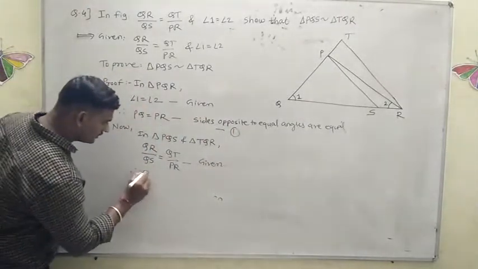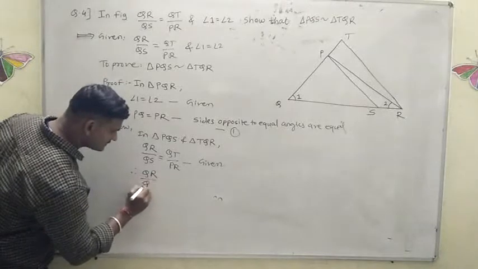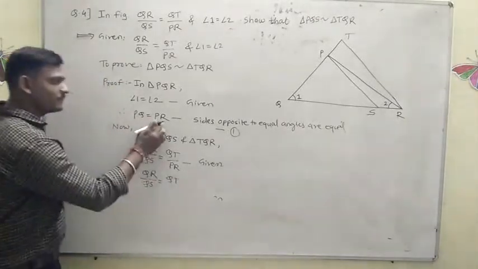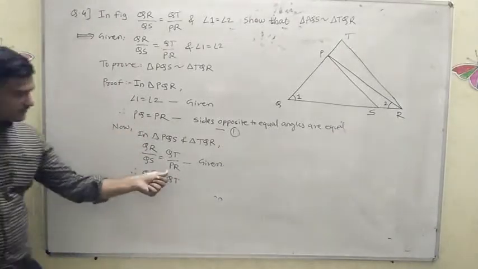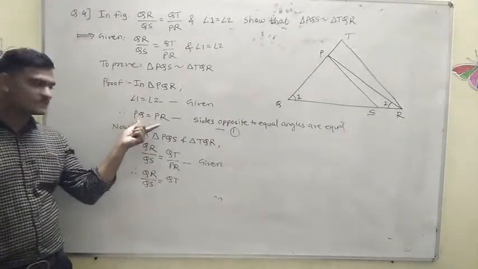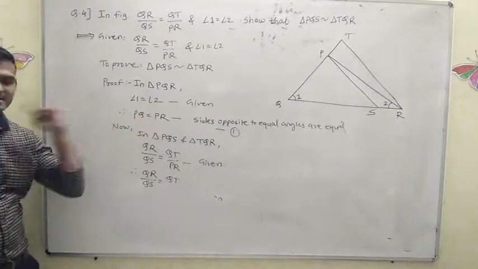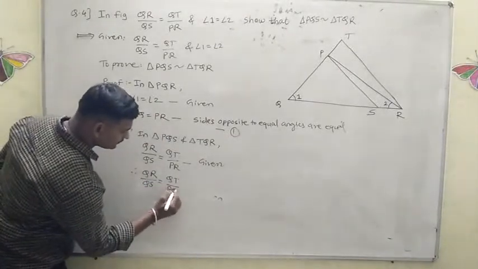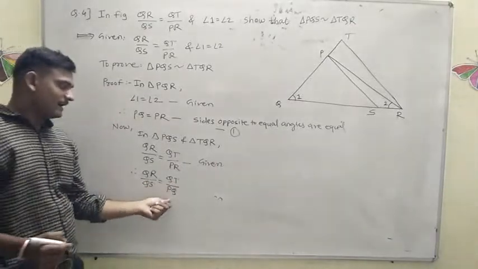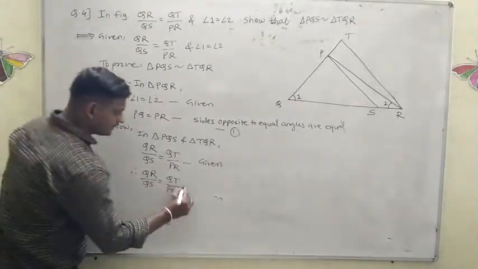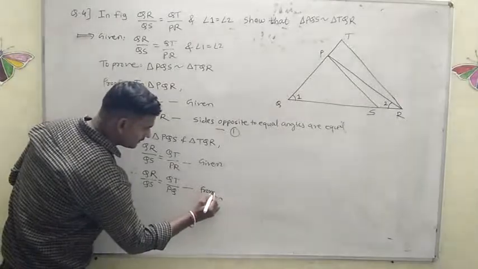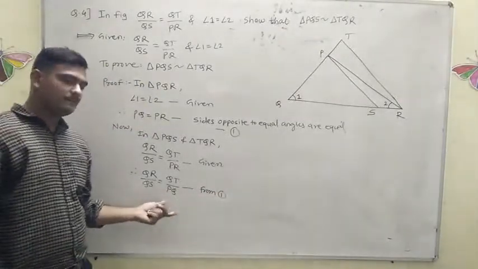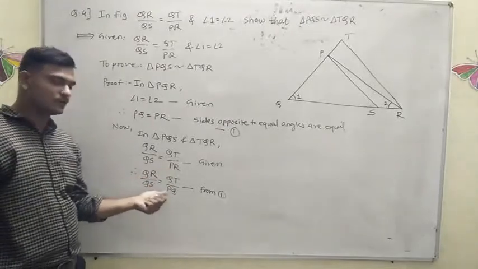Therefore, QR divided by QS is equal to QT divided by, instead of PR, can I write PQ? Because PR is equal to PQ, we got this in equation number 1. Therefore, instead of PR, I have to write PQ. QT divided by PQ. What is the reason? From 1, you can say QT divided by PQ. Instead of PR, I have written PQ only.